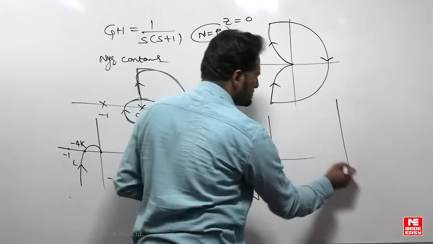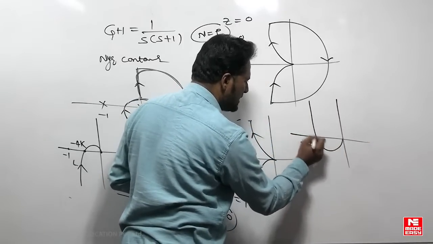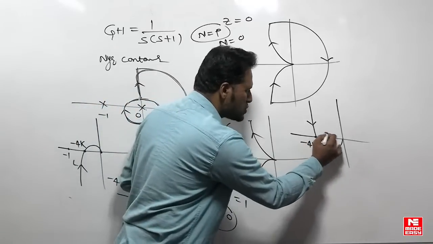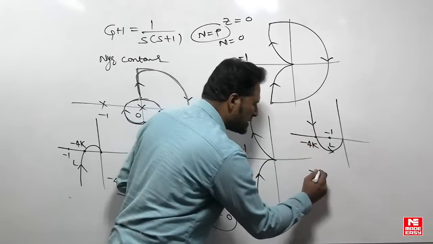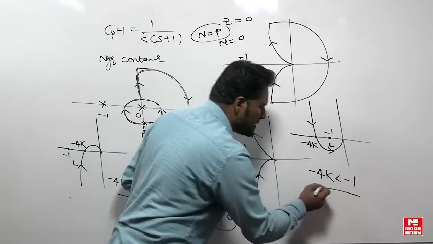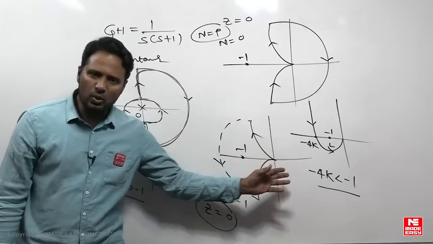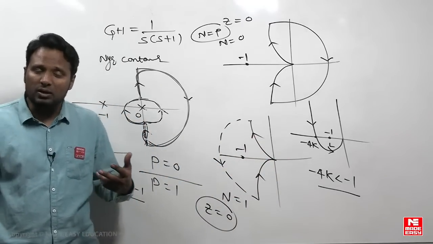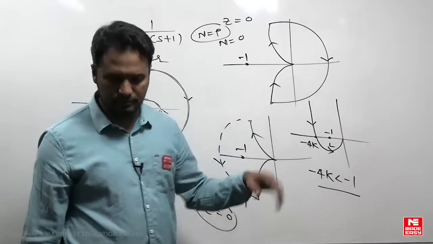Suppose this is the polar plot and this is the intercept. Now for this system to be stable, minus 1 should be on the left side of the polar plot. Now I say that minus 4k should be less than minus 1. Minus 4k less than minus 1 bhi hoga, minus 4k greater than minus 1 bhi hoga, depending on ki polar plot ka approach kya hai, whether it is this side or that side.